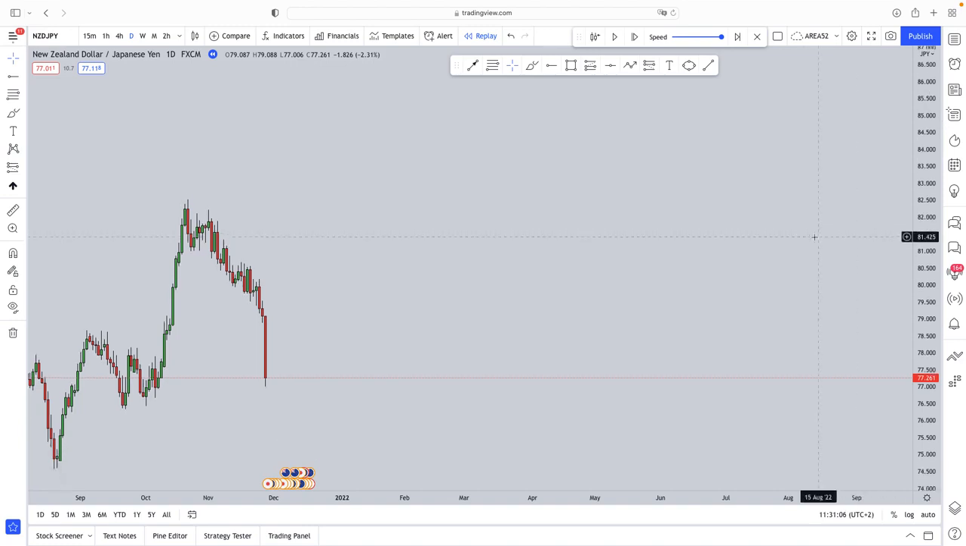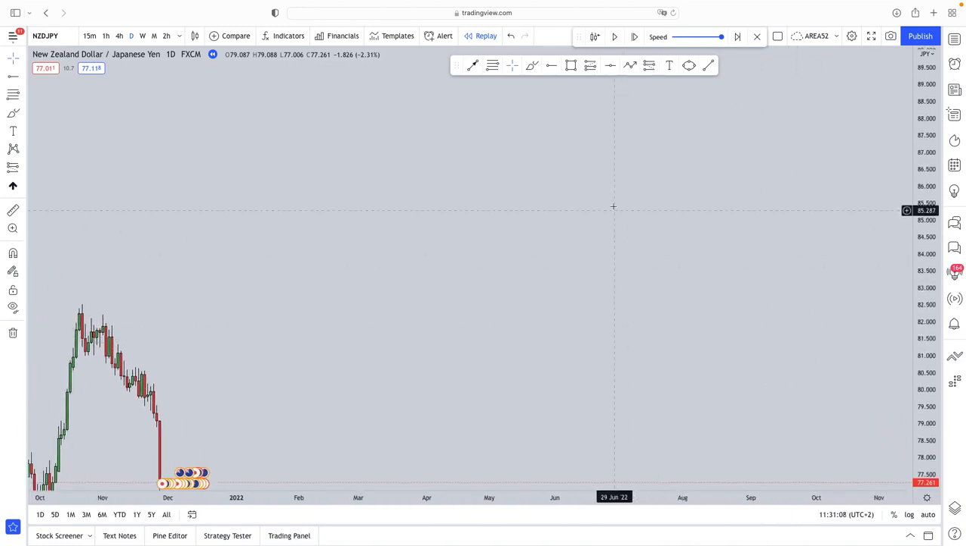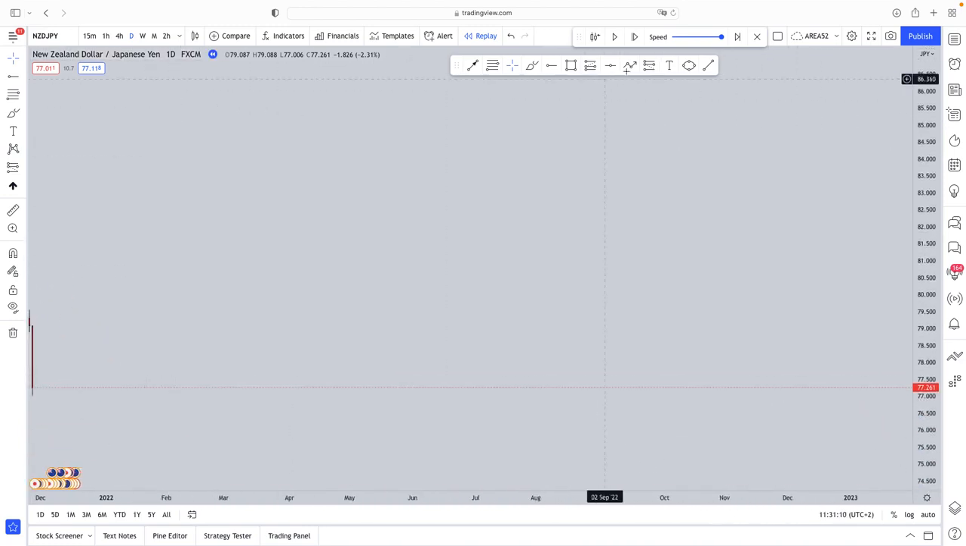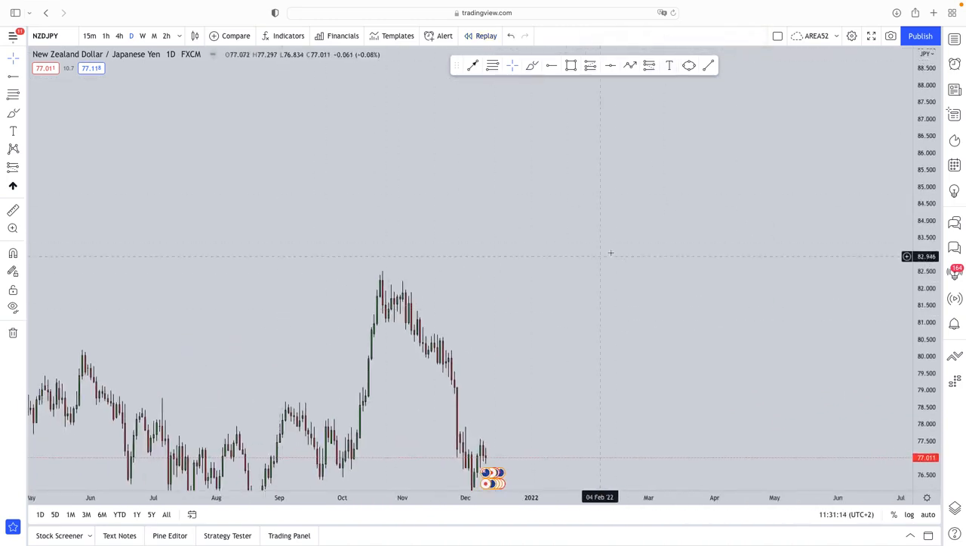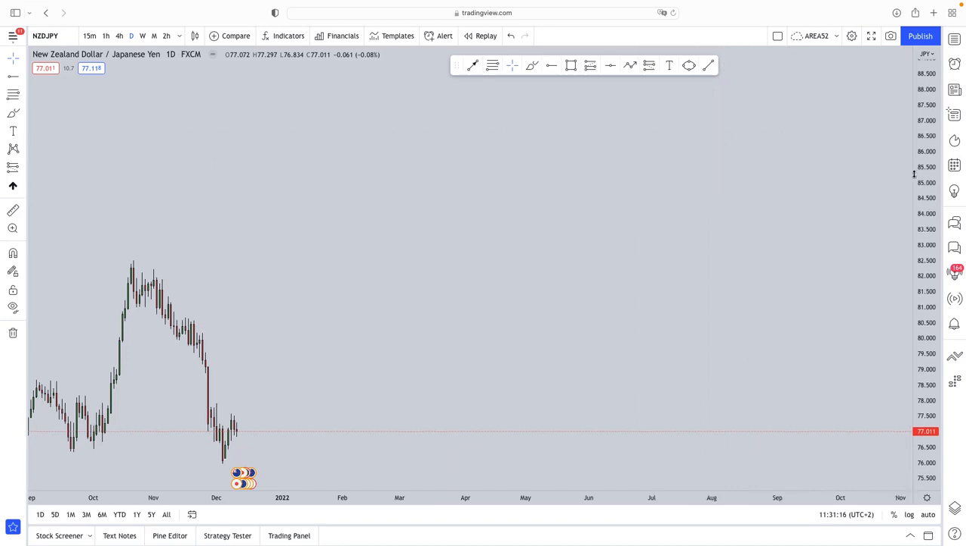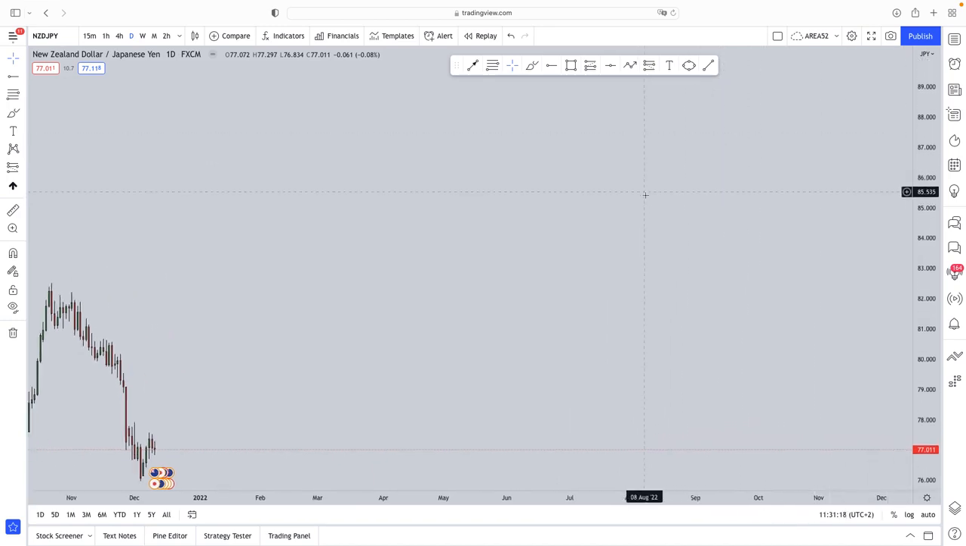Something a bit different. Today I want to speak about market structure in general, how you can identify market structure in the market, and how you can actually take advantage of market structure. This is not a trading strategy or anything like that. It's just basic technical analysis as well.